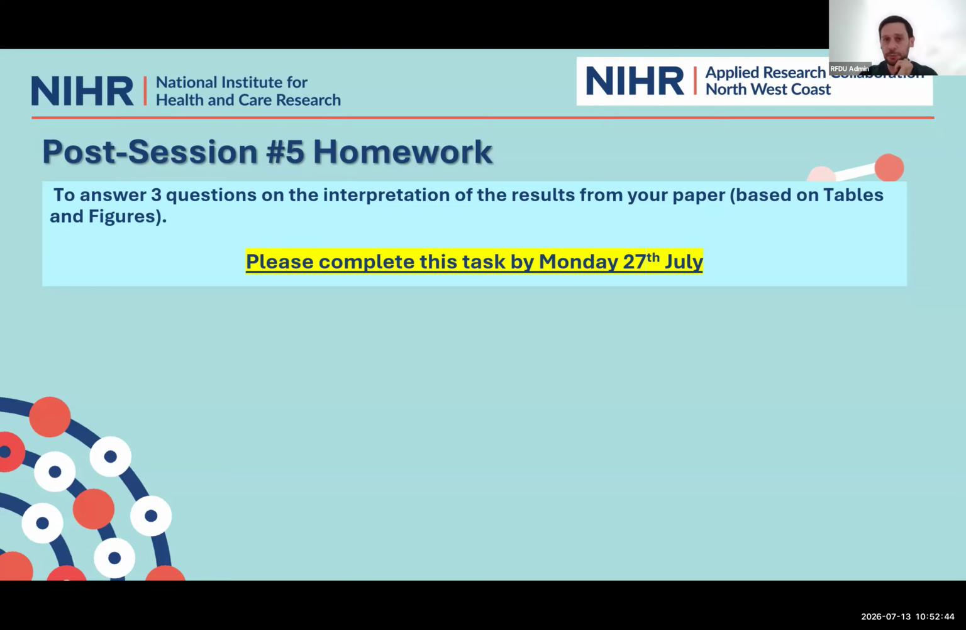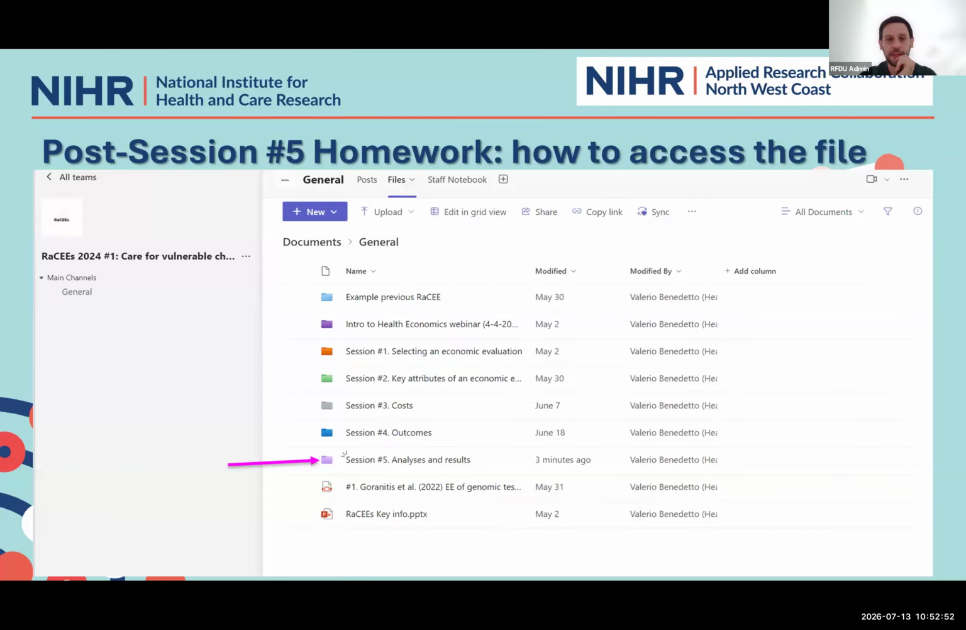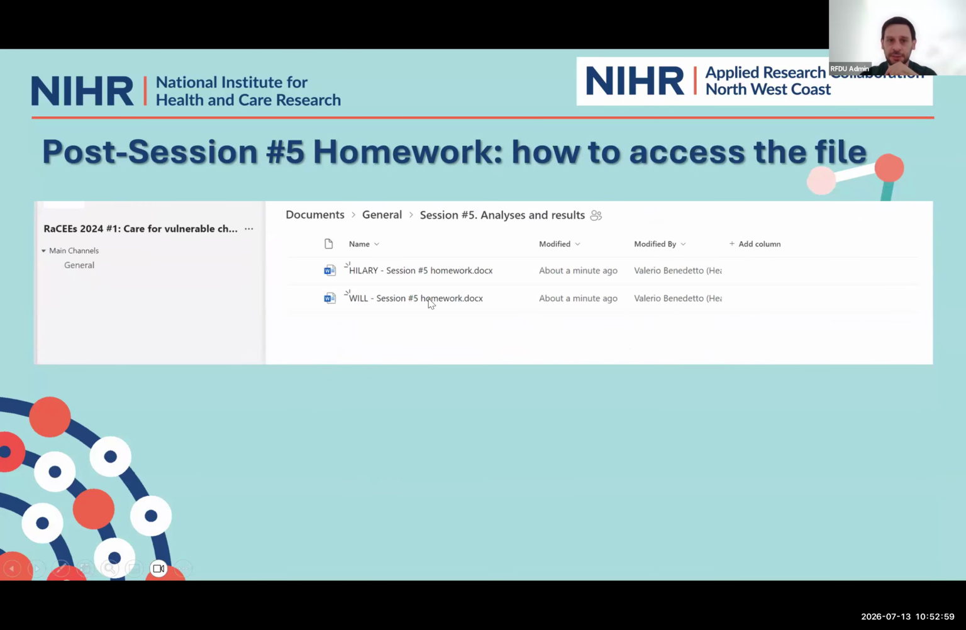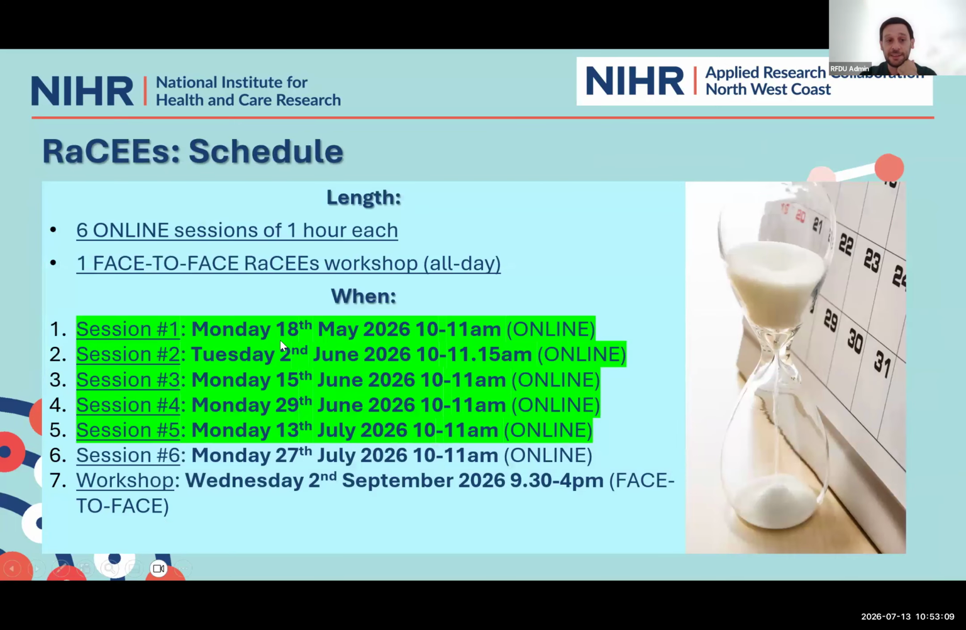Again, you've got a couple of weeks to complete this homework before our next session, which will be our last, on Monday the 27th of July. You can find the homework document as usual on Teams. If you click on session 5, analysis and results, you will see a document with your own name. If you open that document, you will see 3 questions around the results of the economic evaluation you've been working on.